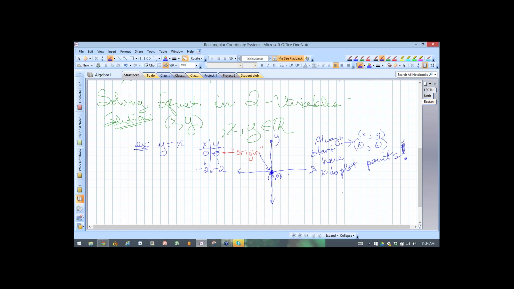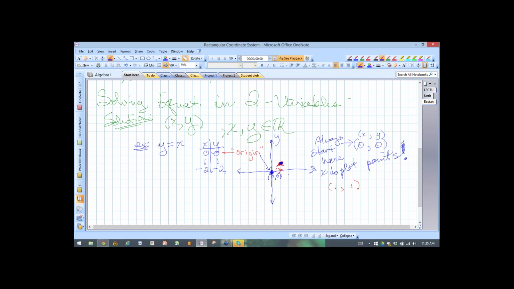Let me change my color here. To plot the point 1, 1, X is telling me to go 1 to the right, and then the Y coordinate tells me up and down vertically where to move. Positive 1, 1 up. That's supposed to be an arrow. So we end up here. This is where we wind up. So there's that one.